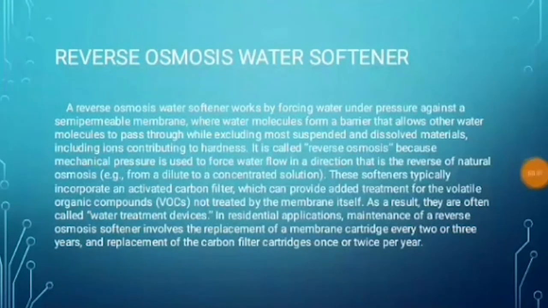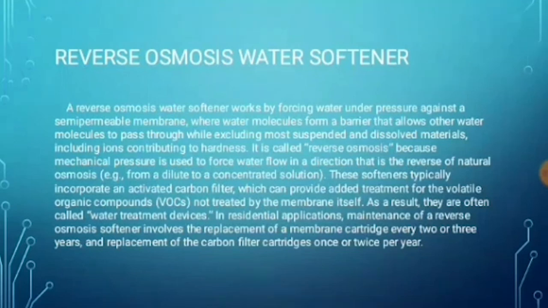Reverse osmosis water softener. A reverse osmosis water softener works by forcing water under pressure against a semi-permeable membrane, which forms a barrier that allows water molecules to pass through while excluding most suspended and dissolved material, including ions contributing to hardness. It is called reverse osmosis because mechanical pressure is used to force water flow in a direction that is reverse of natural osmosis, for example, from a dilute to a concentrated solution.